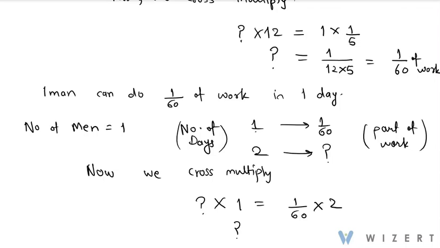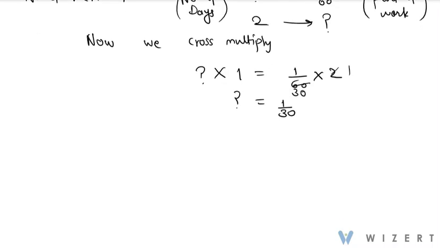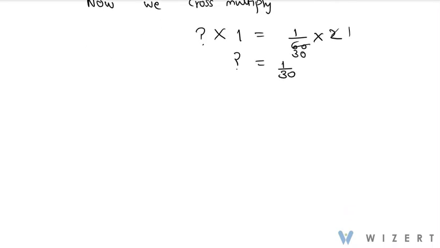So part of work that he will complete in 2 days is equal to 2 by 60, which is, 2 ones are 2, 2 threes are 6, so which is 1 by 30. So this means that one man can do 1/30th of work in 2 days.